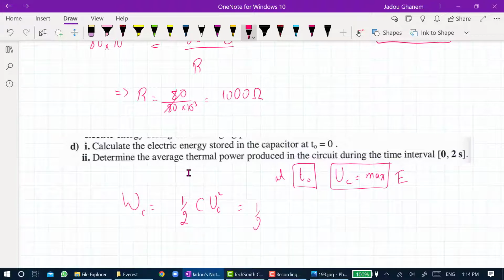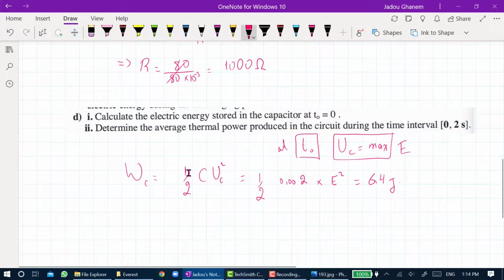So it's half multiplied by C. We know the value of C, which is 0.002, and multiplied by E squared, and E it's 80 volts. We can just get 6.4 joules. This is the first part I, and the second part 2I. Determine the average thermal power produced in the circuit during the time interval from 0 to 2 seconds.